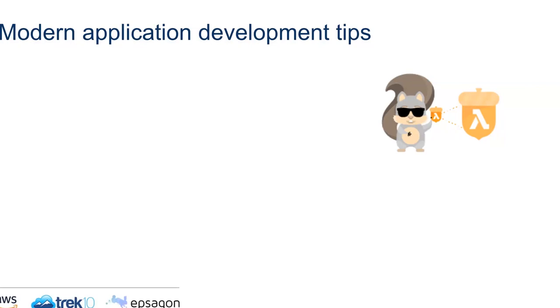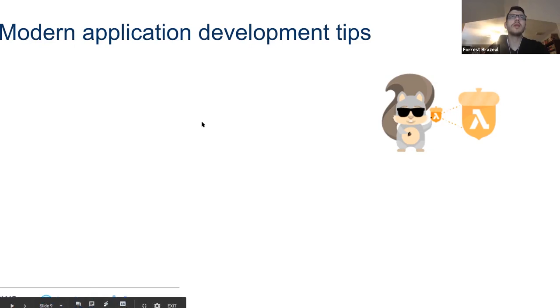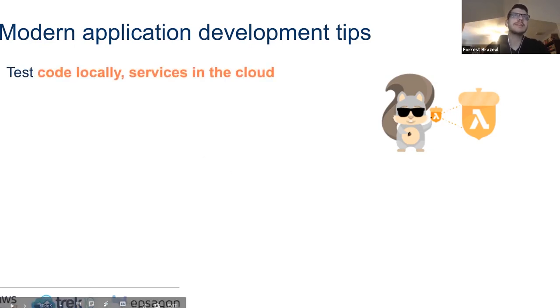I'll be using modern application development and serverless interchangeably, but of course, really what we're talking about here is applications that are built service first, that remove undifferentiated heavy lifting. And one of the big things that we can try to do there is to test code locally and test services in the cloud. I think this comes across as counterintuitive to a lot of devs because this is not the way we're used to working, right?